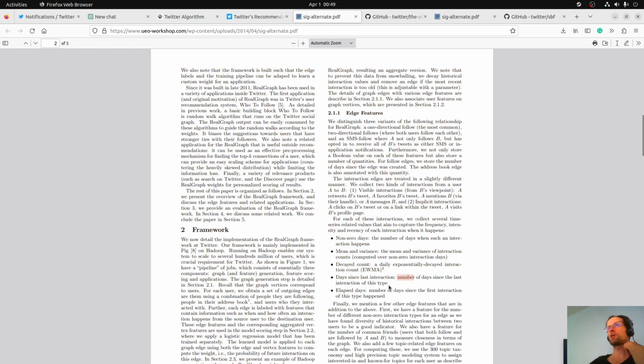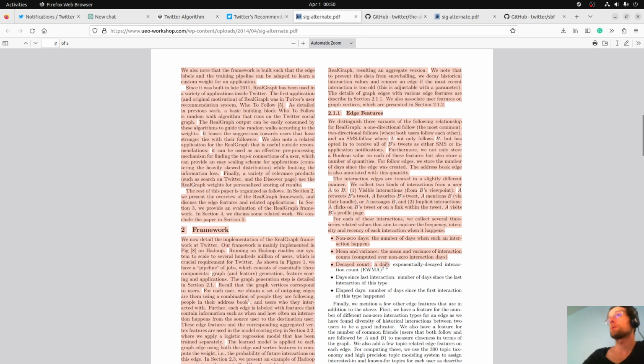Number of days since last interaction of this type. Okay, so if somebody hasn't talked to somebody in 30 days, then maybe they're not as friendly as somebody who talks every week. Number of days since first interaction of this type happened. Okay, so you start interacting, then do you keep interacting, and at what frequency? These all sound good, but the moment you start getting exponential decay, and we'll also get into another feature.